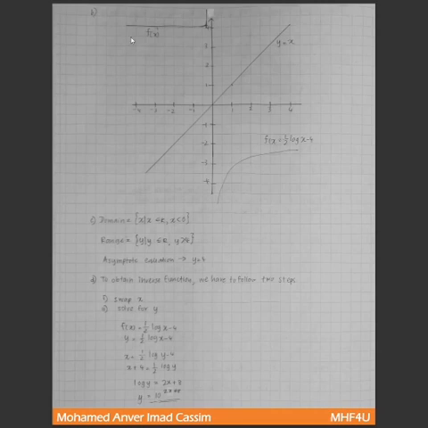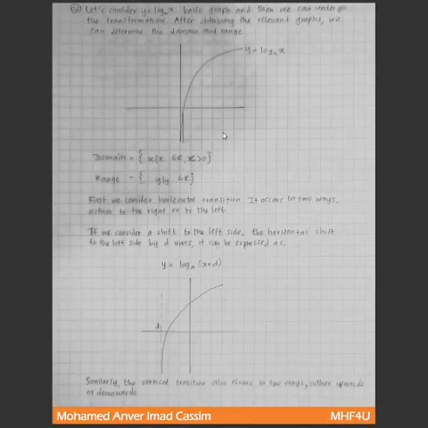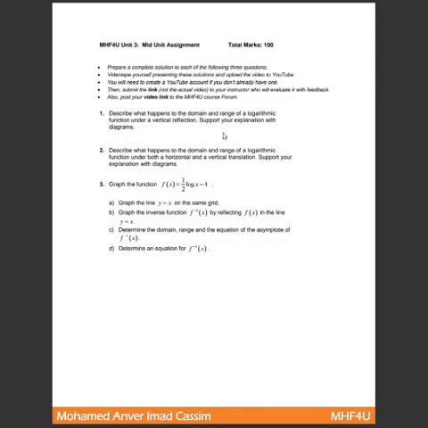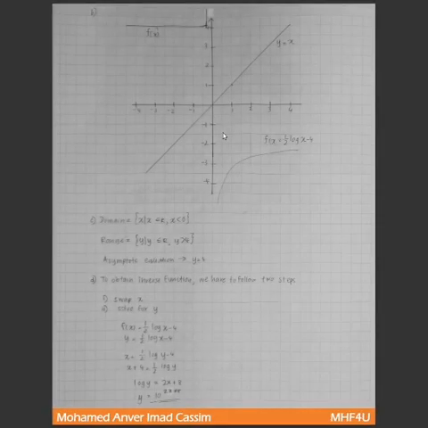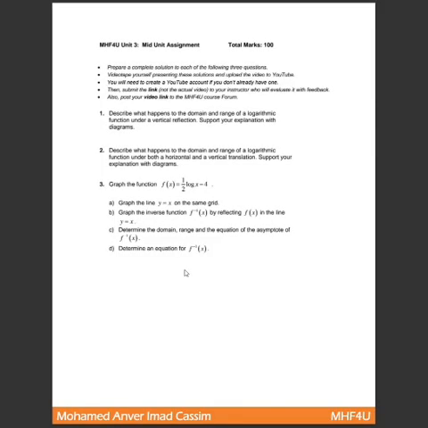So the diagram is drawn over here for the question which is being asked, and question C is about determining the domain and the range and the equation of the asymptote of f inverse of x. So the domain, range and the asymptote are found over here using the above diagram. Now we'll look into question D.